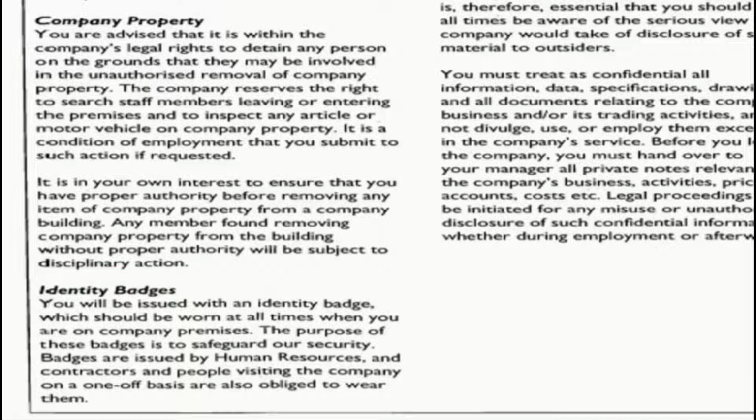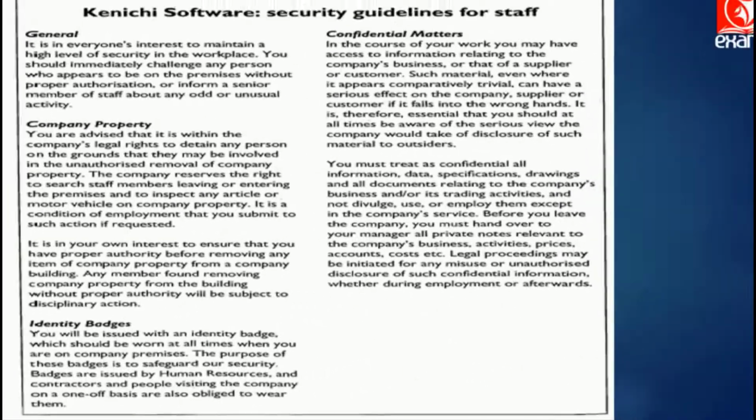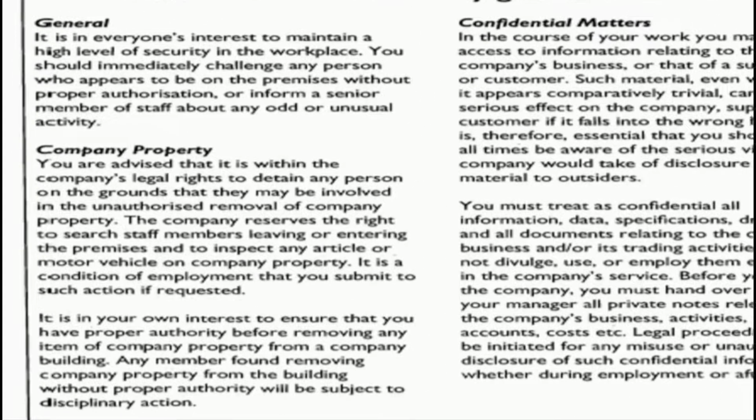I want to believe that you've noticed by now that the answers are quite orderly, which is a very good pointer, because it helps you locate where the clue to the next question will likely be. If you look at the next question, number 18, it says staff, dash and visitors must all wear a badge on company premises. Where do you have a clue to that?